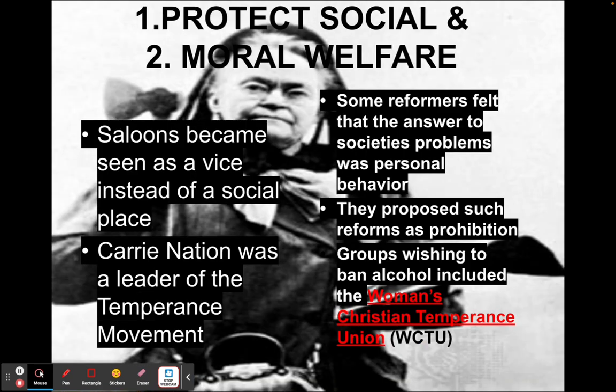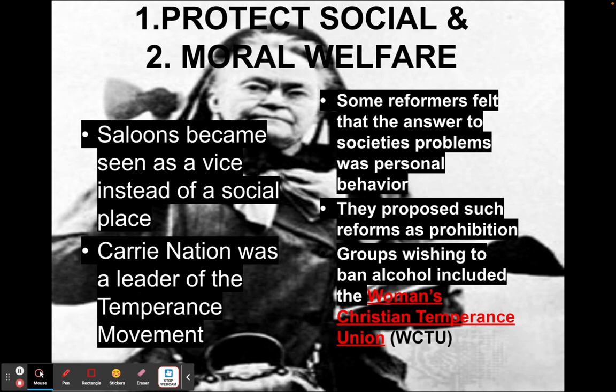So, the first thing, how they were going to protect social and moral welfare. They begin to target some things about people's lives that they don't really like, especially in terms of alcohol use. So, the temperance movement, which we talked a little bit about in the reform movements, will start to grow during this time, where we want to prohibit alcohol. Saloons where people would hang out to drink alcohol are seen as terrible, evil places, not places where people hang out, but places that are bad for society.